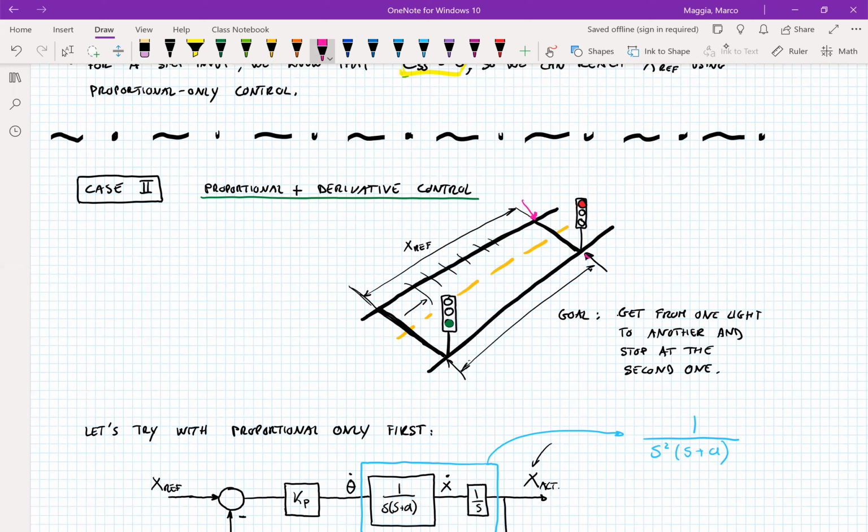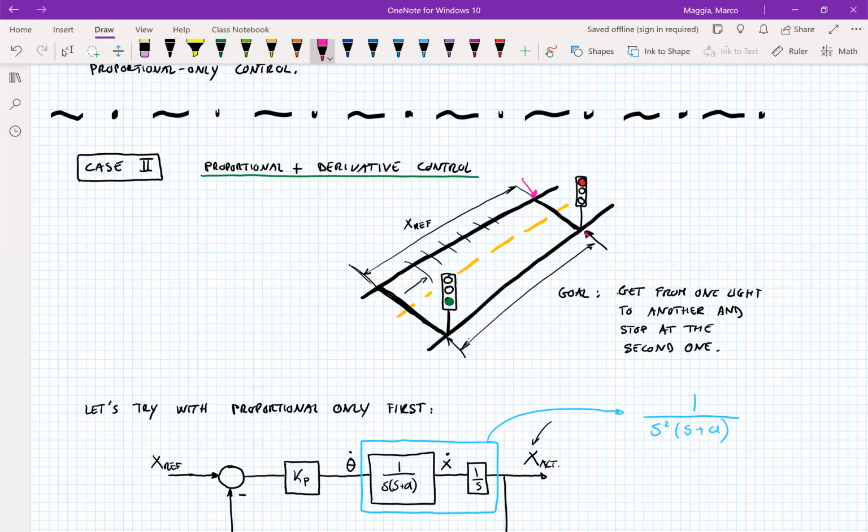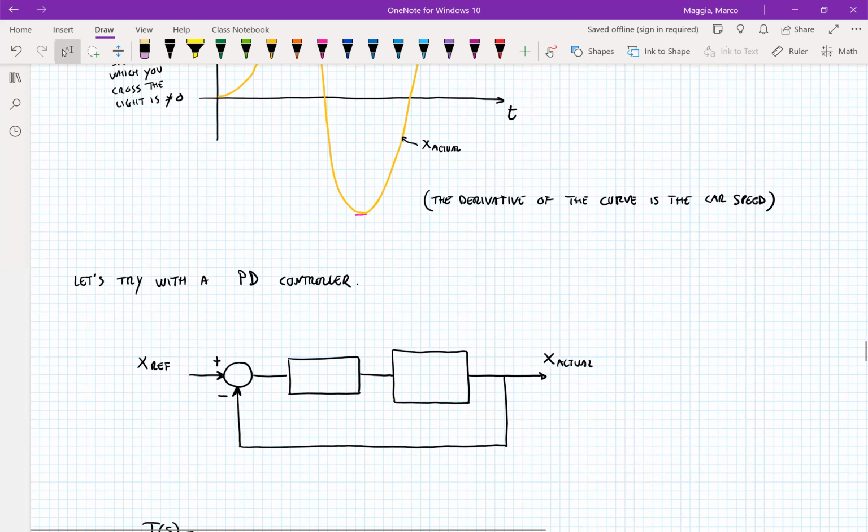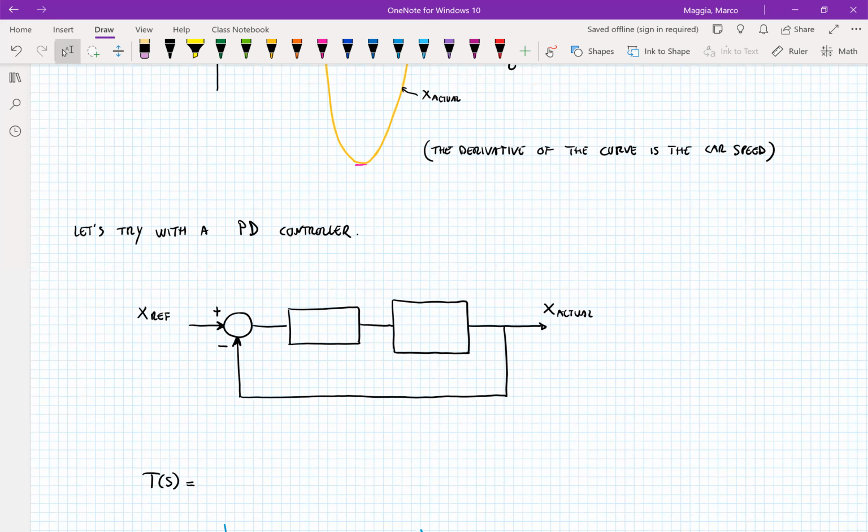Then you can extend this reasoning and say the integral will take care of the past behavior of the error. In fact, the integral just accumulates the error. Well, anyway, without further ado, let's apply a proportional derivative controller to the problem, and let's see if we can actually get to the second stoplight and stop there.